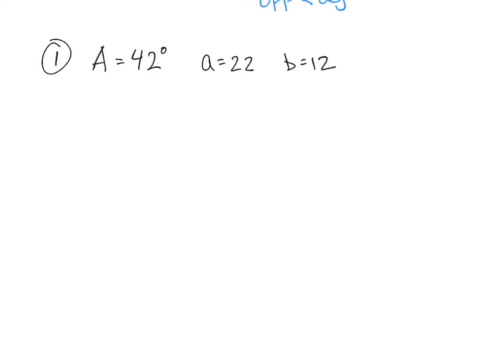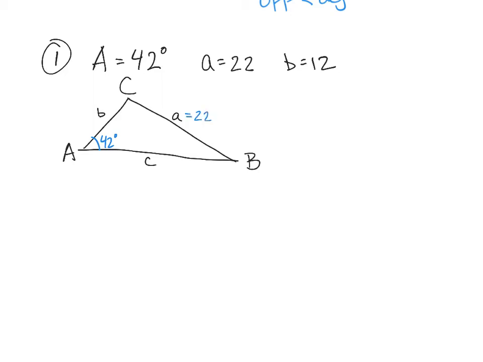So let's see, if I was to draw this triangle, and just a reminder, my triangle's not always drawn to scale. A, B, C. Okay, let's see. We said angle A was 42 degrees. We said that side length A was 22. Side length B was 12.